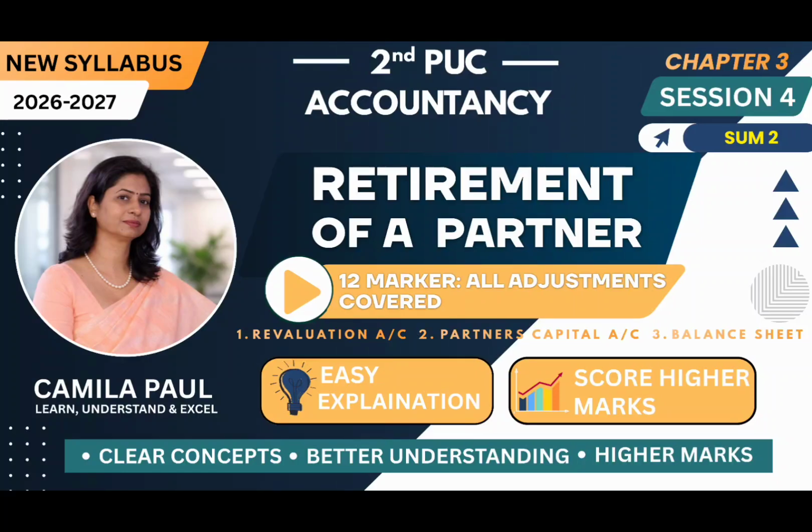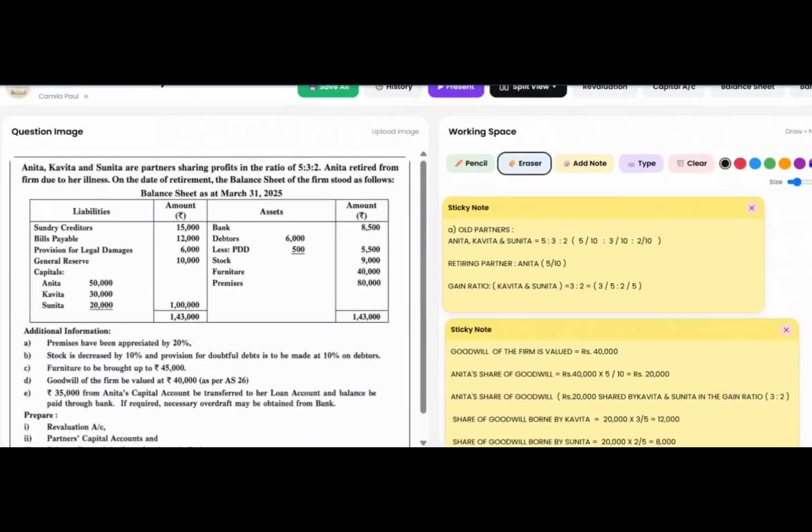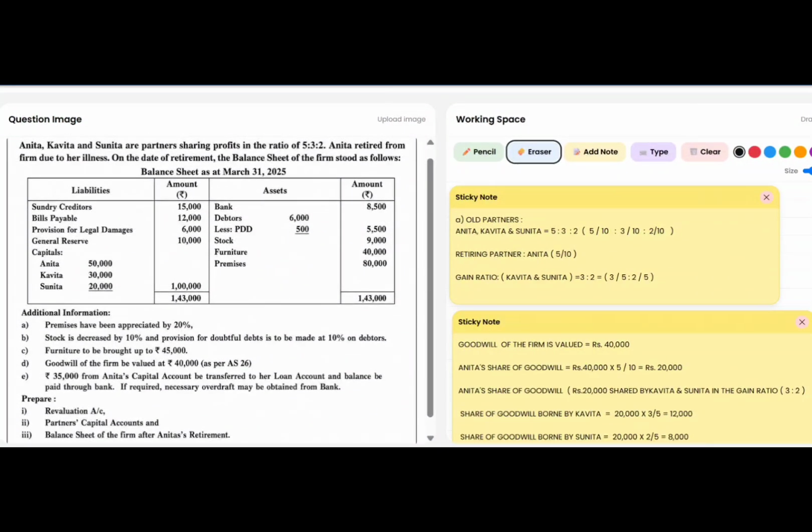Learn, understand, and excel. Today, we are going to see another sum under retirement of a partner with a new adjustment. So, this is our second sum where we are going to see a different adjustment under the retirement of a partner. Here, Anita, Kavita, and Sunita are partners sharing profits in the ratio of 5:3:2. Anita retired from the firm due to her illness. On that date of retirement, the balance sheet of the firm stood as follows.